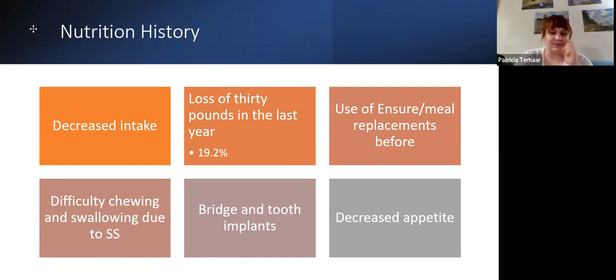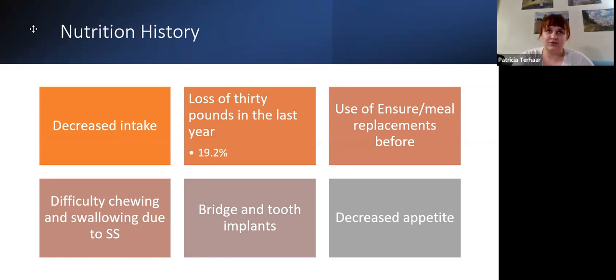She already has a bridge and tooth implants in her mouth, so she doesn't really have her own teeth. And she's reported that she has had a decreased appetite, and that she doesn't necessarily feel like she has the same hunger cues as she used to before.